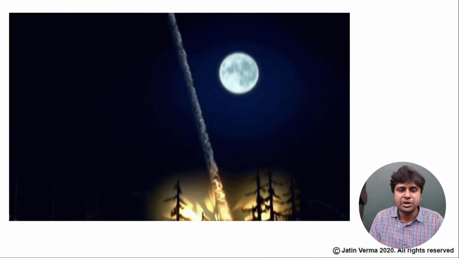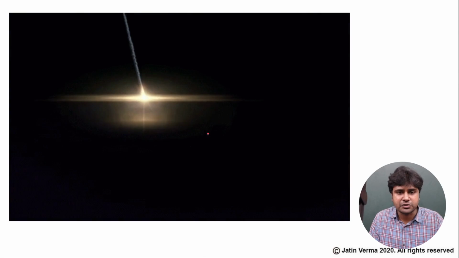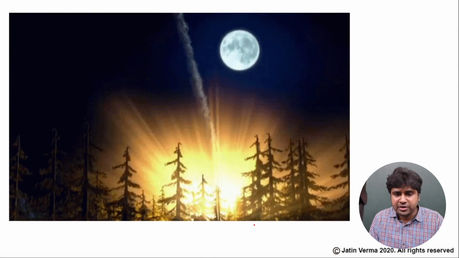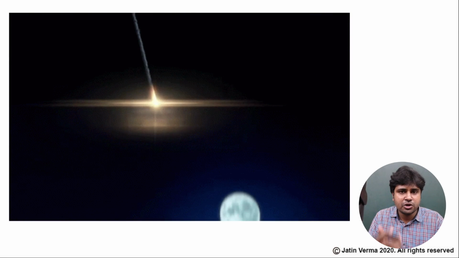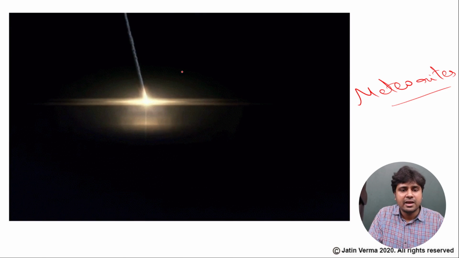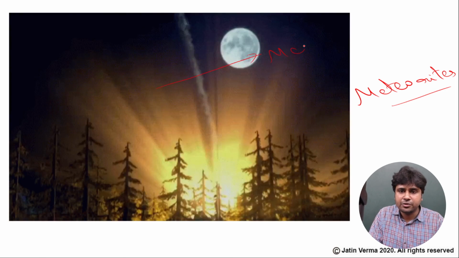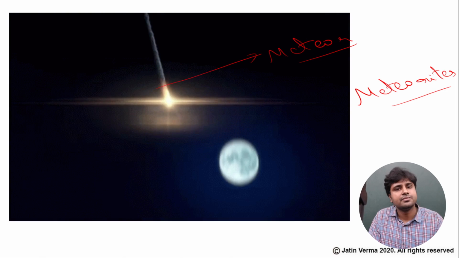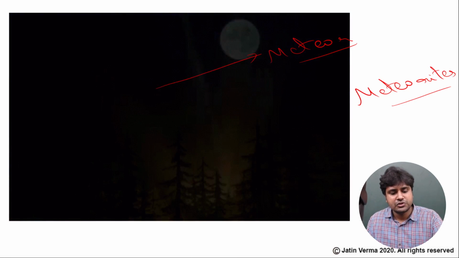So this is a meteor which is falling through the atmosphere. Once it falls to the ground, those tiny pieces are called meteorites. And this one is a meteor. Clear, right? So I hope this concept is clear.